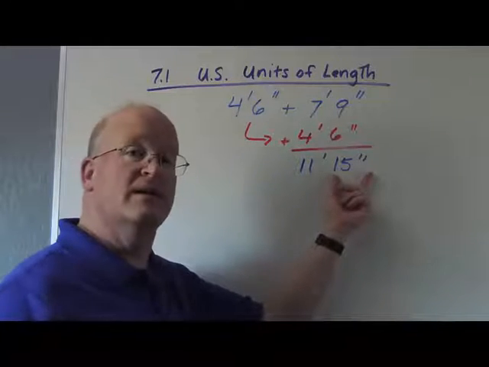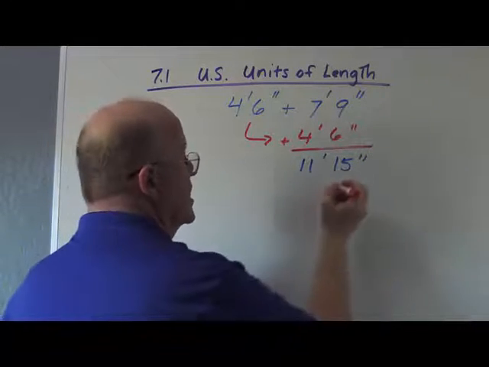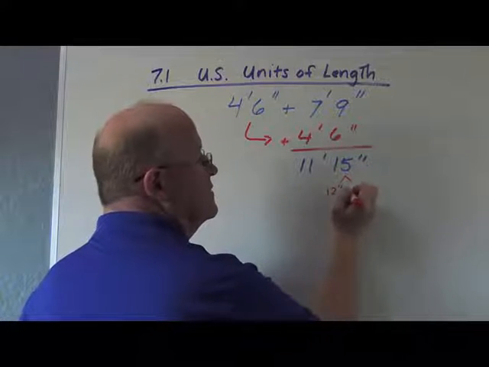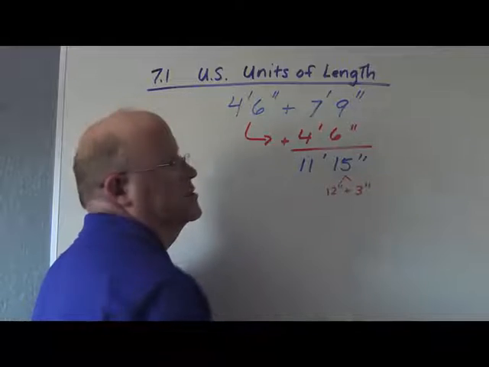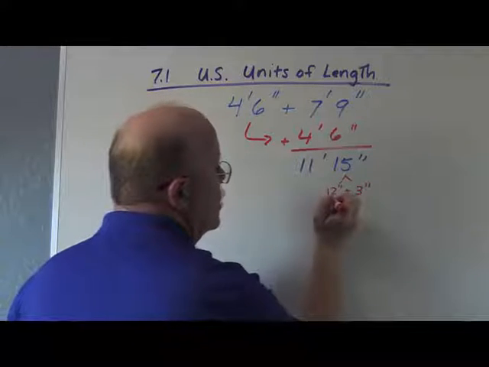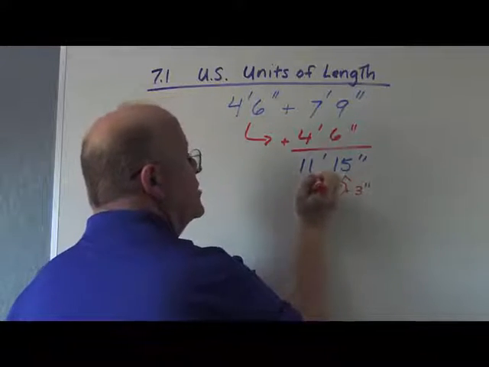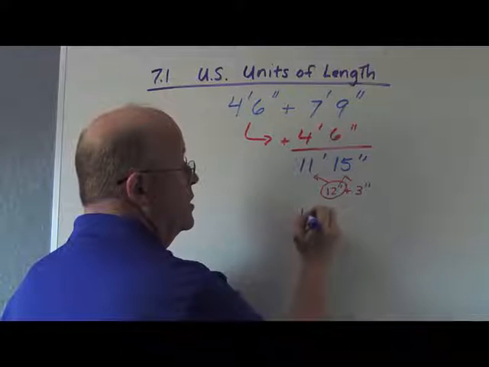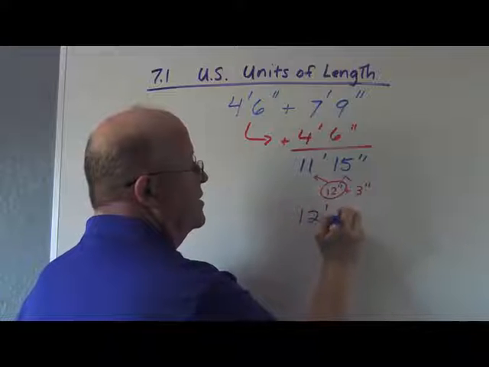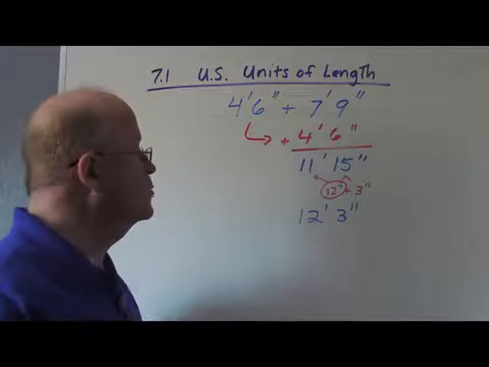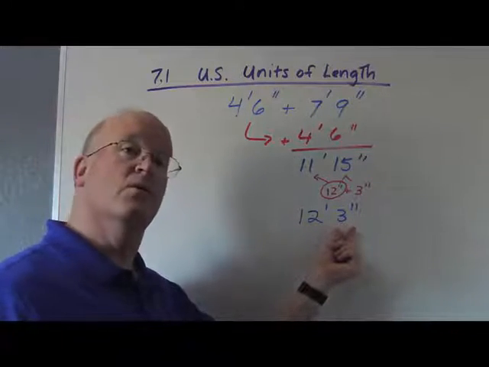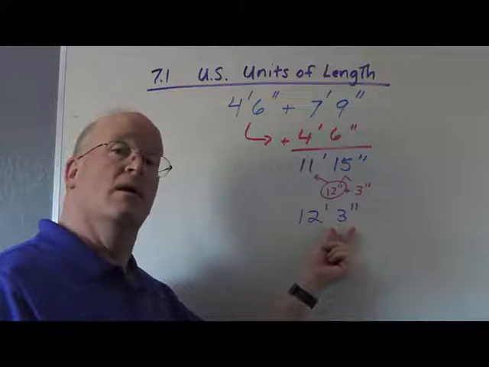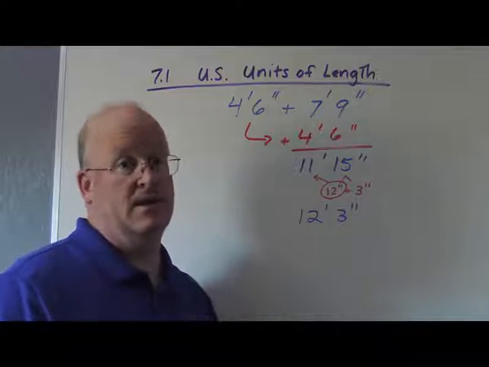However, we know we can take this 15 inches and convert it up into 12 inches, which is 1 foot, plus 3 inches. And so we can take these 12 inches and carry them, so to speak, to the next column and make this now 12 feet 3 inches. We don't ever want to have a value 12 or above in this inches position because those 12 can be carried into the next column.